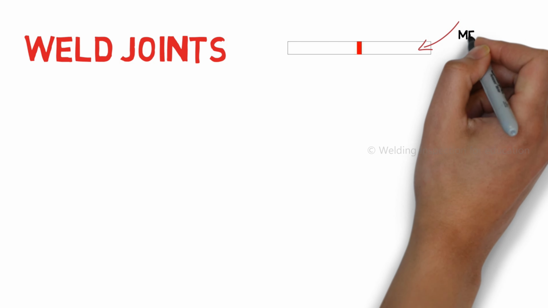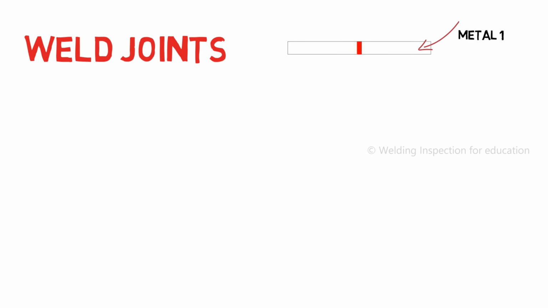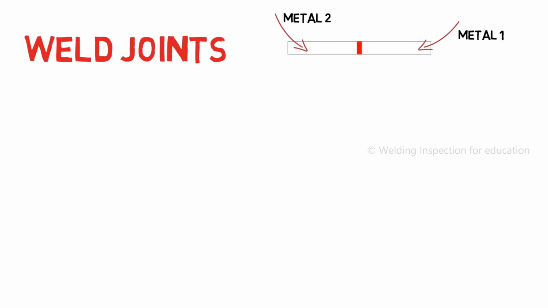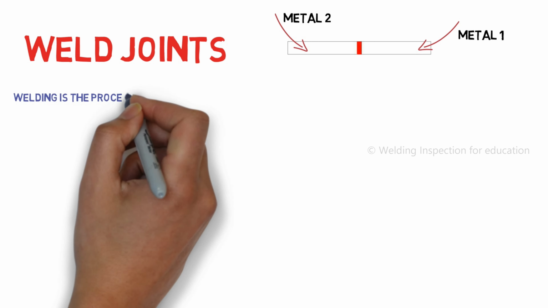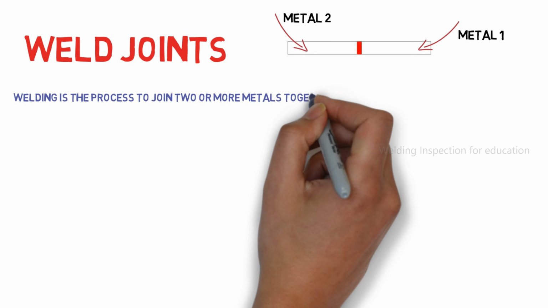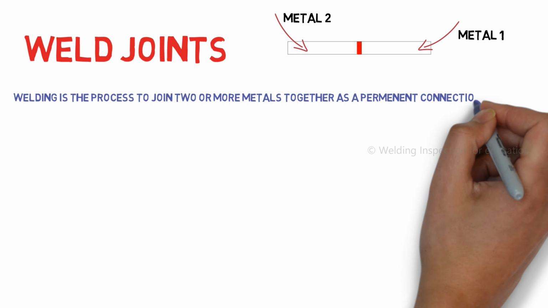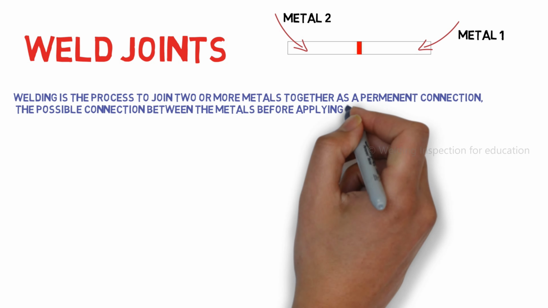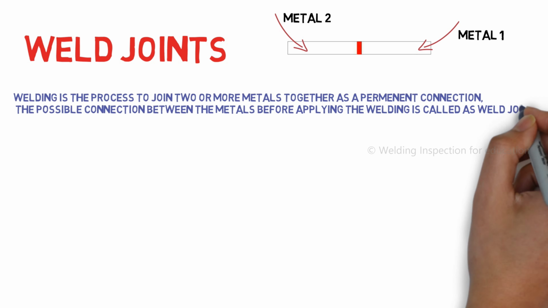Here you can see the connection between metal number 1 and metal number 2. It is called a parent metal or base metal. Welding is the process to connect two metals together as a permanent joint or permanent connection by welding with each other. So before applying the welding, the way metal 1 and metal 2 match each other usually forms a weld joint.